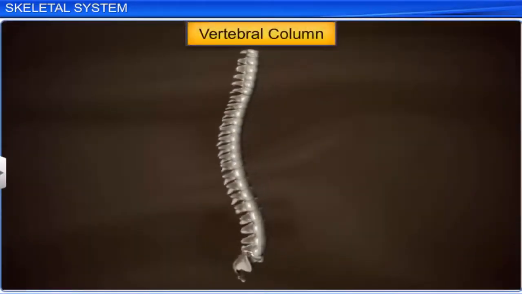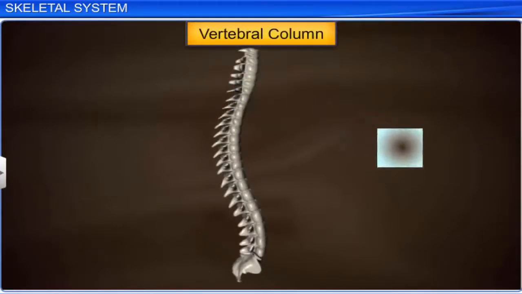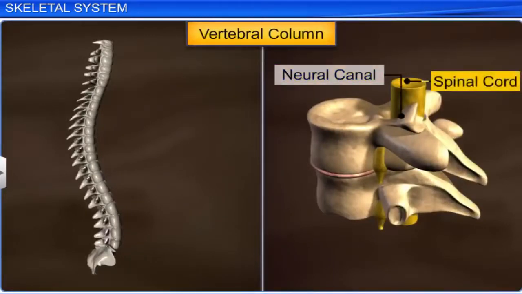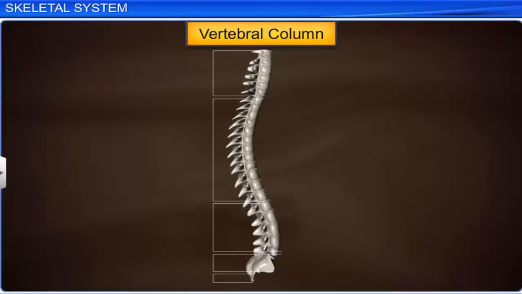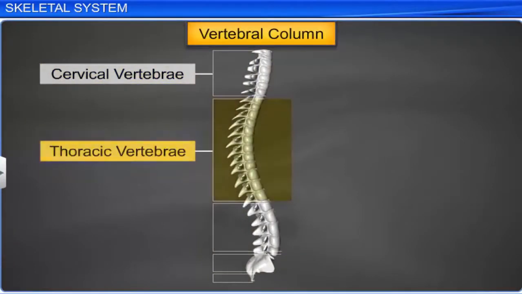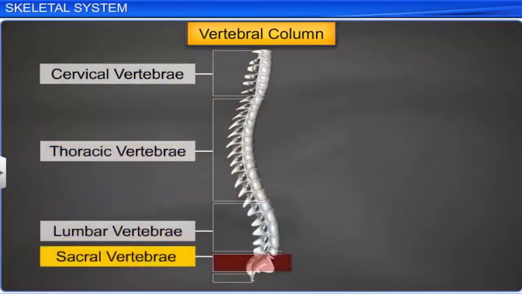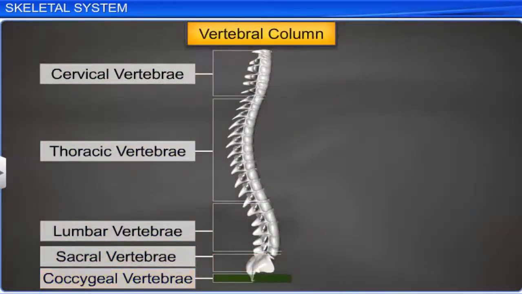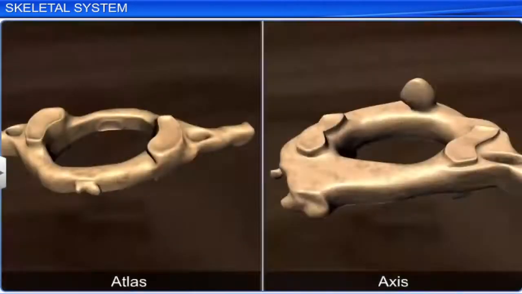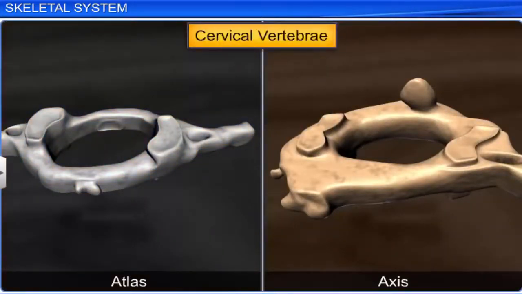It consists of 26 differently shaped bones called vertebrae. Each has a central hollow portion called the neural canal, through which the spinal cord passes. The vertebrae are divided into 5 groups according to the region they occupy. The neck region has 7 cervical vertebrae, followed by 12 thoracic, 5 lumbar, 1 sacral, and 1 coccygeal. In adults, the sacral and coccygeal vertebrae unite to form the sacrum and coccyx respectively. In fact, the first 2 cervical vertebrae, called the atlas and the axis, allow nodding and rotating movements of the head.